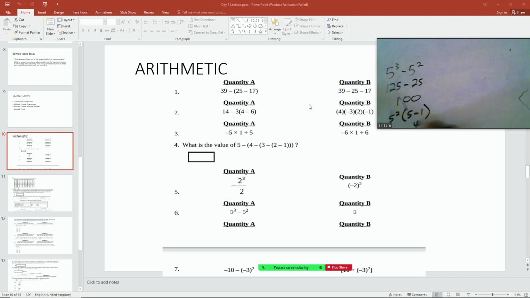So this will give us 4. 5 squared is 25 times this, giving us 100. Then on the quantity B side, we are comparing it to 5. So 105, 100 is greater, so quantity A is greater.